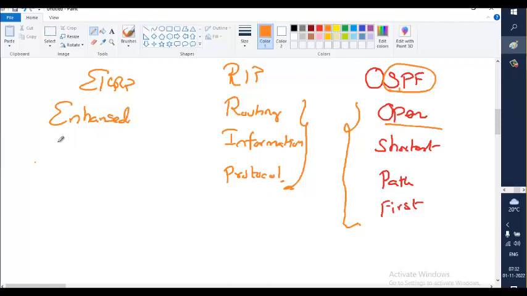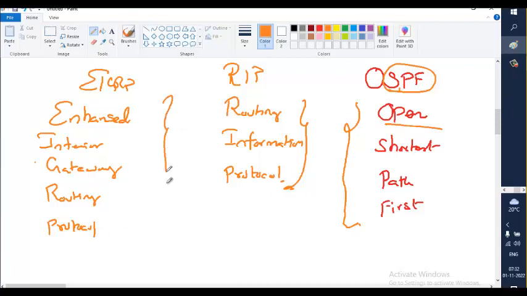Very good. Enhanced Interior Gateway Routing Protocol. This is another protocol. Alright, so we have a lot of protocols like this, but popular ones are OSPF, RIP, EIGRP, ISIS, and BGP.